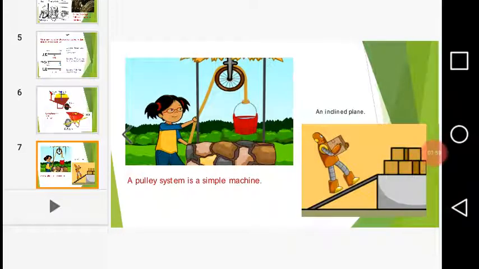Next, we have the inclined plane. A heavy load is easily raised by rolling it gradually along an inclined plane than lifting it up at once. Barrels are often rolled up on gentle slopes so that little effort is required.